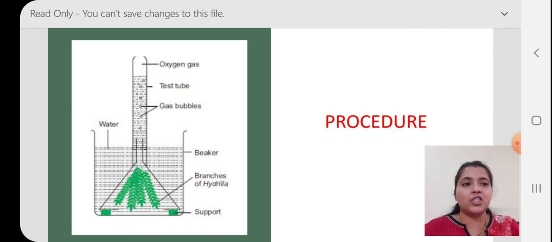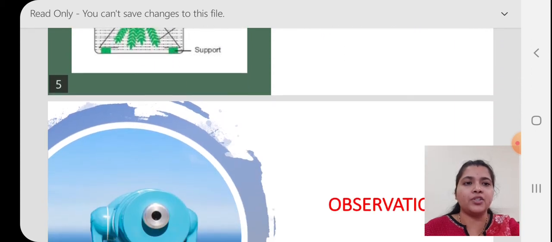This is the procedure of the experiment. In this way you arrange everything. You prepare 2 sets: one set we keep in sunlight and one set in the dark. So coming to the observation, children.